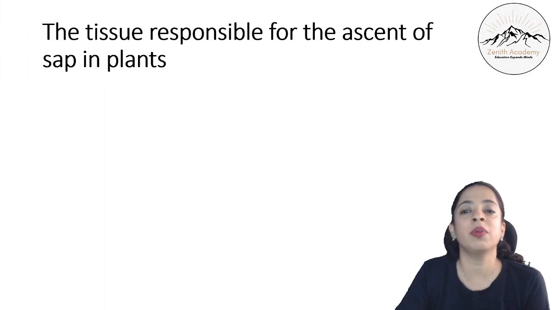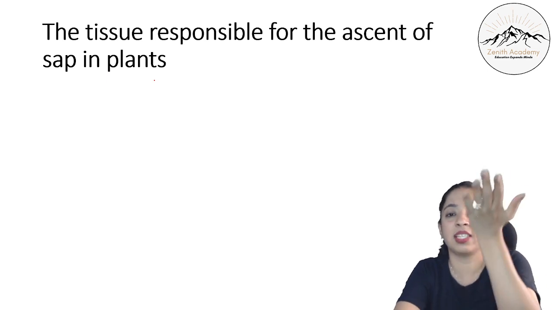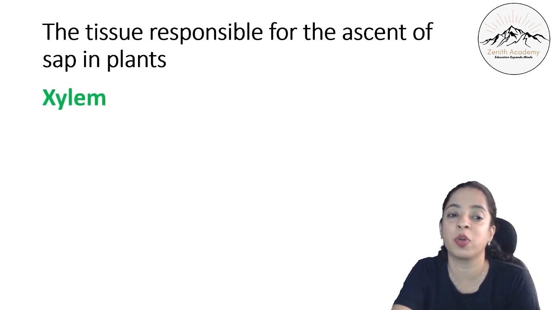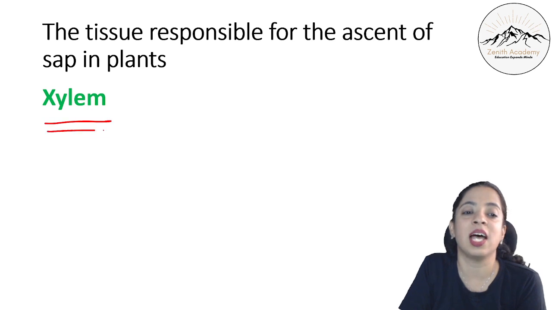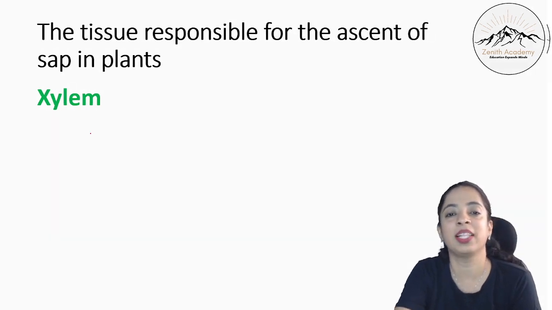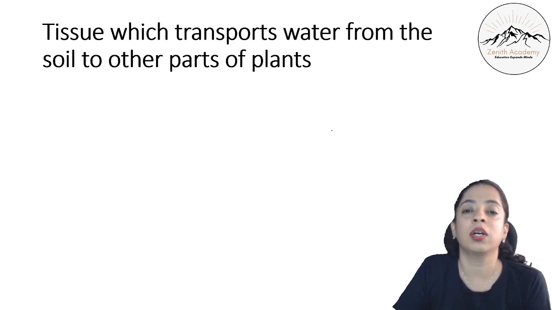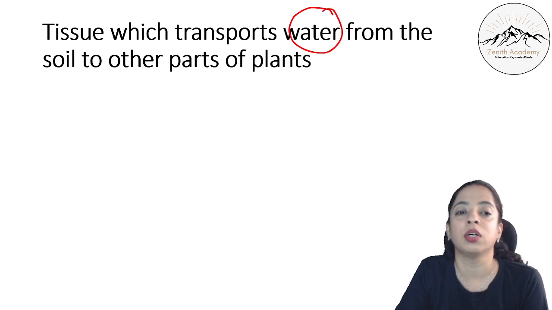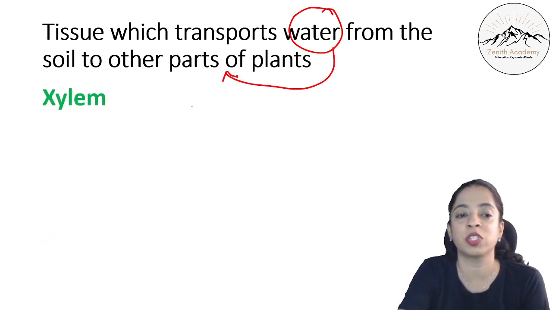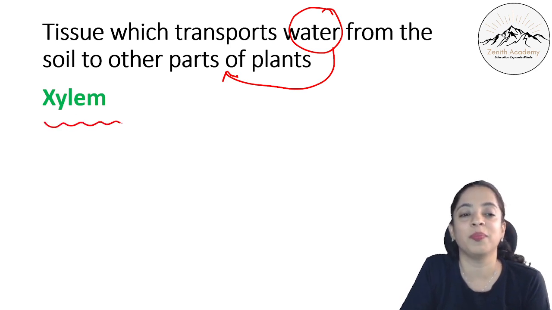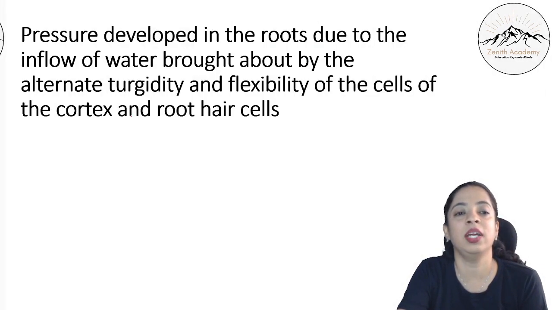The tissue responsible for ascent of sap in plants. Sap is ascending in the plants. What is the tissue responsible? It is xylem. Okay, let's go ahead. Tissue which transports water from the soil to other parts of plant. So for water, which tissue is responsible again? Xylem. Yes, let's go ahead.